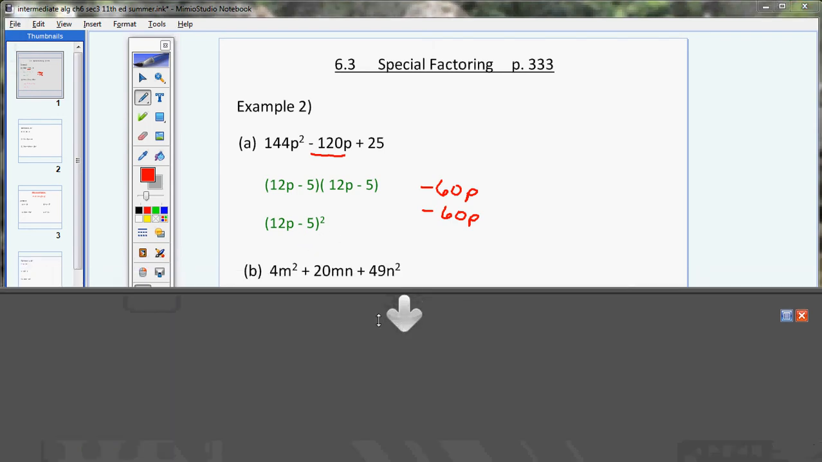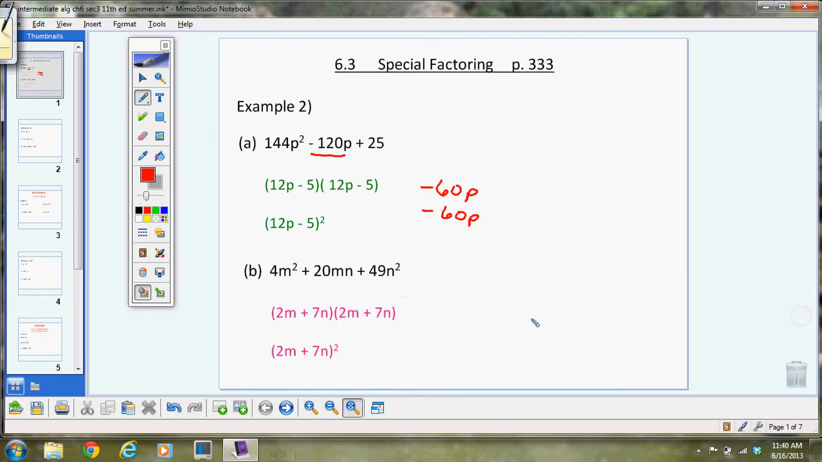On part B, you have 4m squared plus 20mn plus 49n squared. You can't take anything out. On this one, notice you have a 4 in the front. So you could do 4 times 1 or 2 times 2. And back here, you have a 49, which is also a perfect square. You can do 49 times 1 or 7 times 7. So I'm going to start with, on this one, the perfect squares to see if it works.